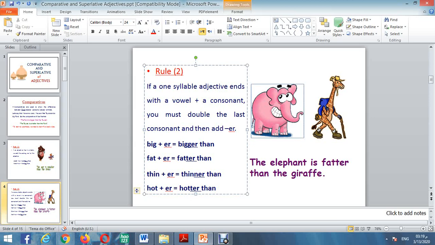So, one syllable adjectives, or in other words short adjectives, consist only of one syllable. Big will be bigger than, so double G, E, R. Fat, fatter than, double T, E, R. Thin, thinner than, double N, E, R. Hot, hotter than, double T, E, R. Understood rule number 2.